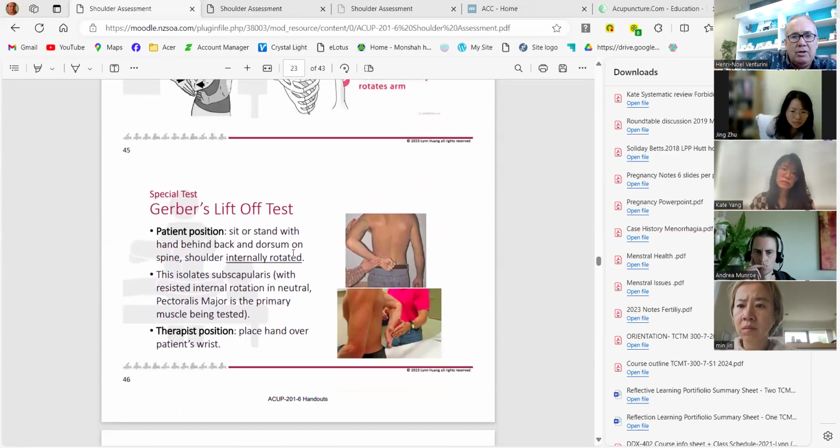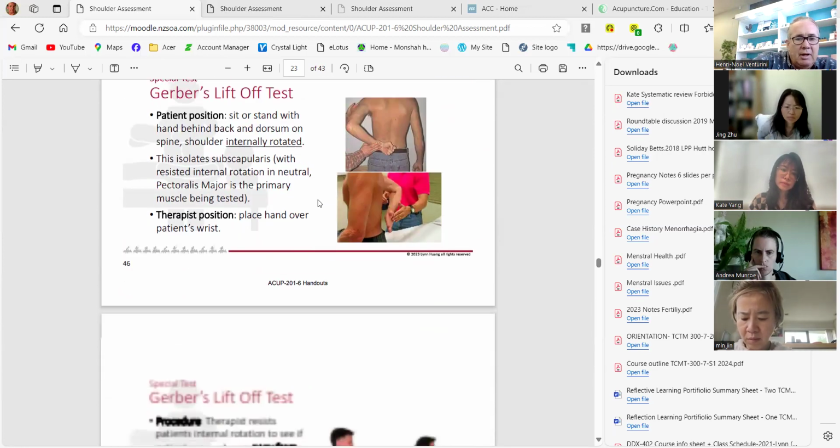So here's an explanation of how to perform the test. Sit or stand with the hand behind the dorsal back and rotate. We did this the other day.